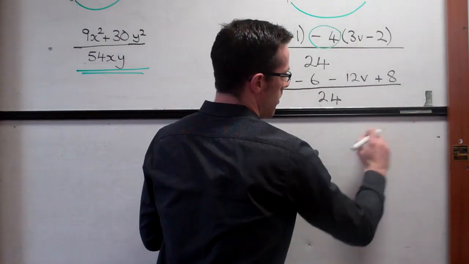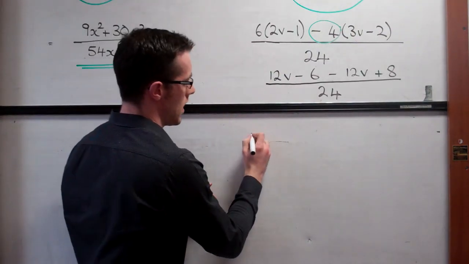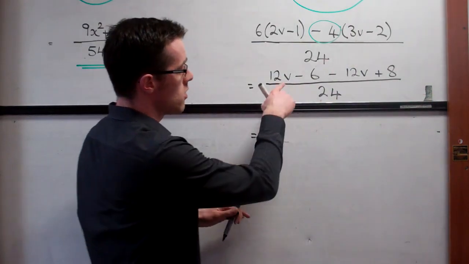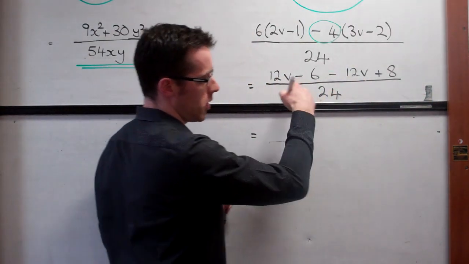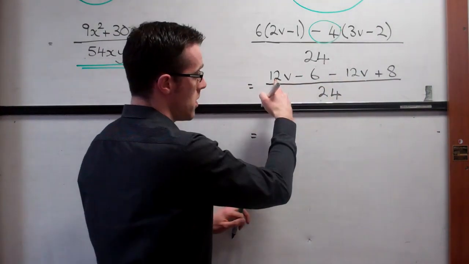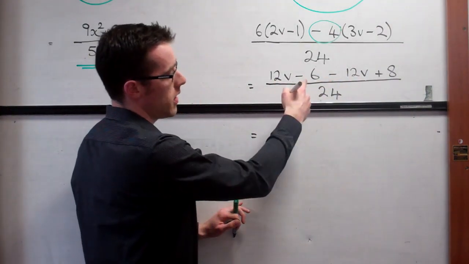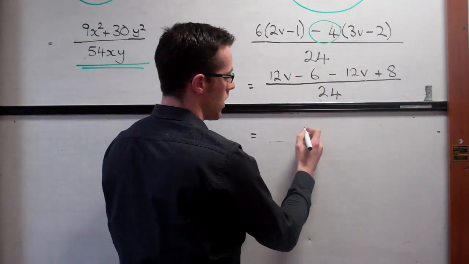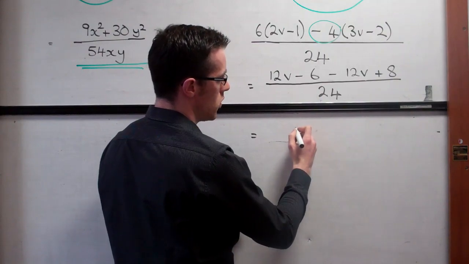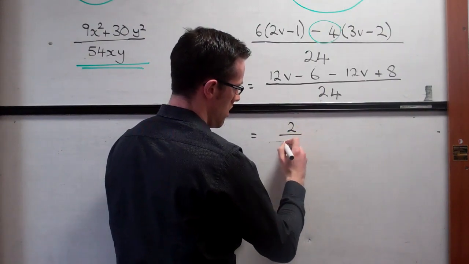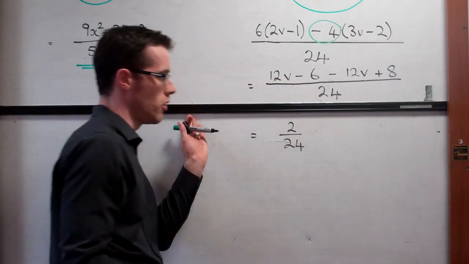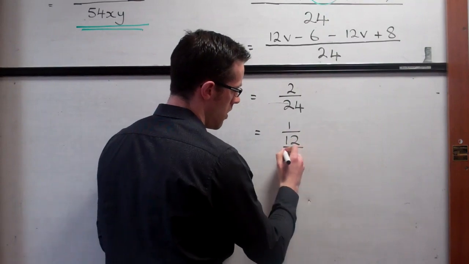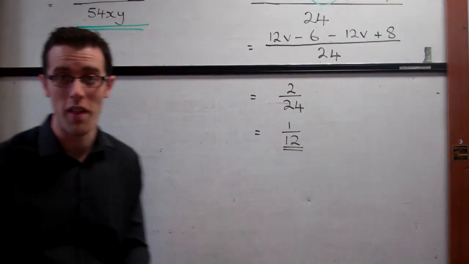Excuse this big piece of plastic in the middle. So the next line then, we're going to simplify this top line further. So 12v, take away 12v, remember you can only simplify terms that are the same. So 12v, take away 12v, 0 doesn't give us anything. And then negative 6 plus 8, that's going to give us 2 over 24. Now 2 over 24 simplifies to be 1/12. And we're done. So after all that, the answer is 1/12.